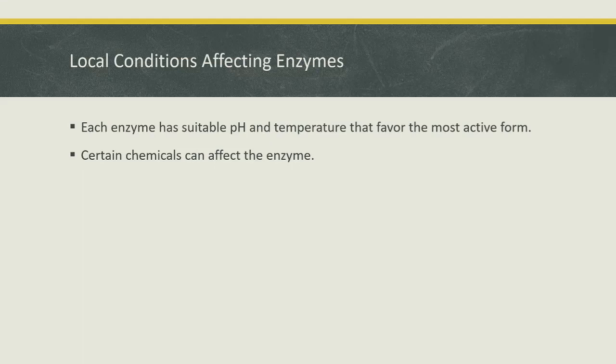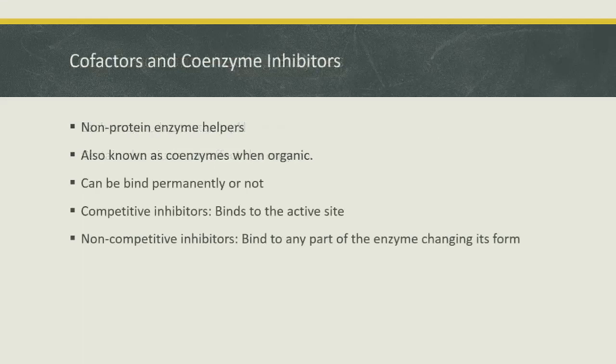Certain chemicals can also affect enzymes, so they could even stop the working of an enzyme. We have here two new concepts, cofactors and inhibitors. A cofactor is a non-protein enzyme helper. It is also known as a coenzyme when it is organic, and it can be bound permanently or not to our enzyme. The way it works, I'm going to be showing you. There's a graph that talks about it, and it's going to be in the next slide, I hope.